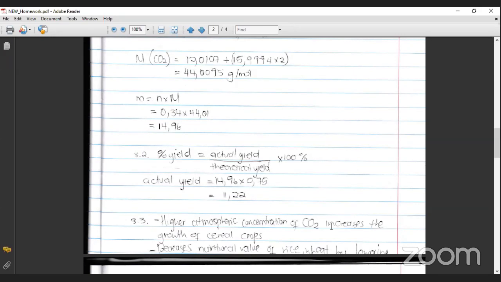It says a higher atmospheric concentration of carbon dioxide increases the growth of cereal crops. This decreases the nutritional value of rice and wheat by lowering the amount of protein, micronutrients, and B vitamins. So that's a problem with carbon dioxide, because when it's too much, it affects the food that we eat. So basically, if there's too much carbon dioxide, our food is affected because we don't get all the nutrients that we need. They are there, but not enough. It decreases them. So that's the problem with carbon dioxide.